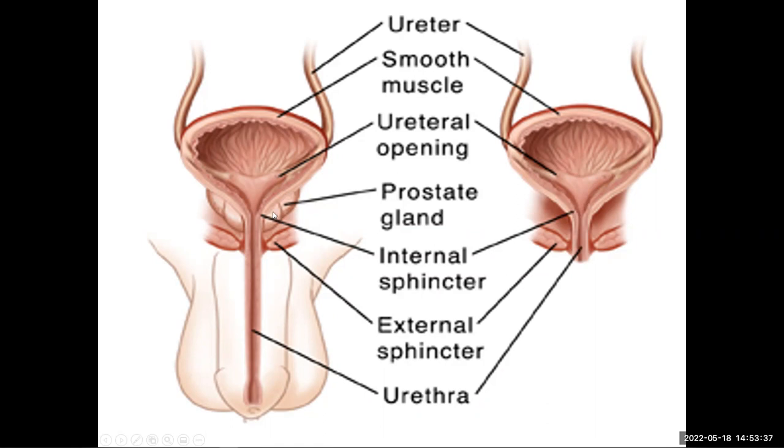Here we see the internal sphincter and the external. Which one is voluntary? Which one do we have control over? Internal or external? External. Very good. How would we remember that? Let me just throw that out to you. How would you remember that we have control over the external as opposed to the internal? Is there a particular way you could think of?